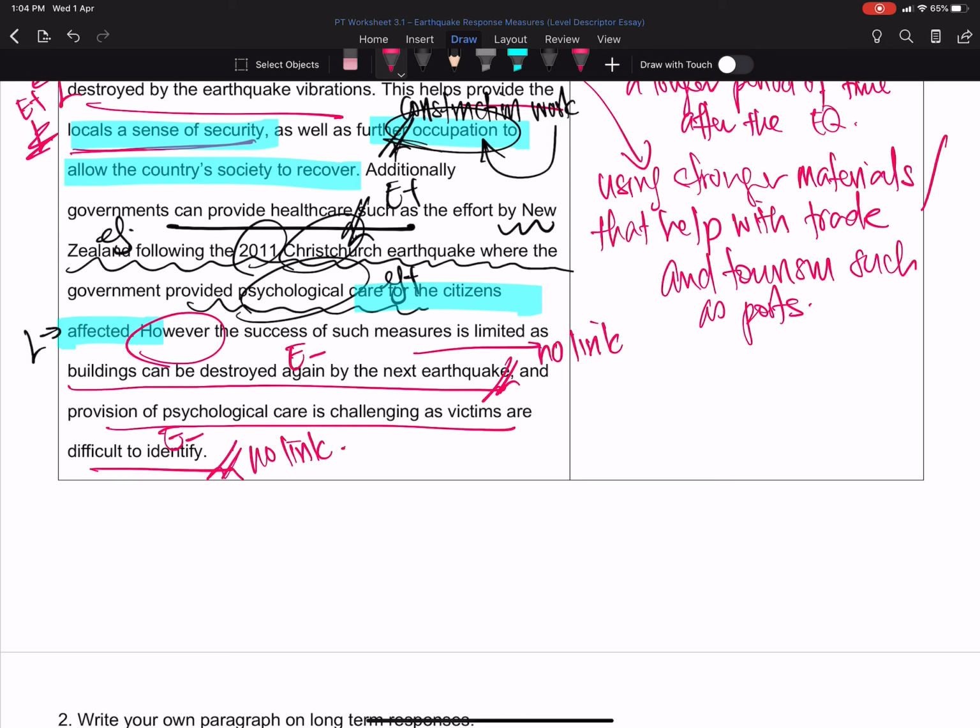No link back to society. No link back to saying that therefore there are people who might still be traumatized that's not identified. That will be a link back to society. No link back saying that the sense of security could be false because the building can collapse again. No link back to society. Okay? So far, can?